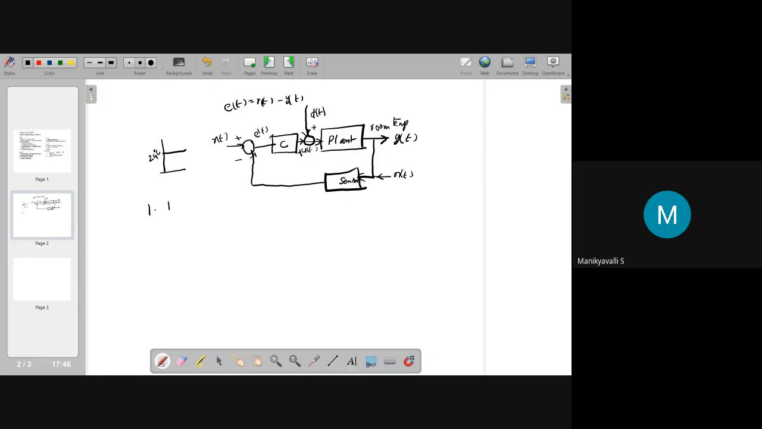Basically, to track the reference signal. This is also called servo control. The second objective of the controller is to reject the disturbances.